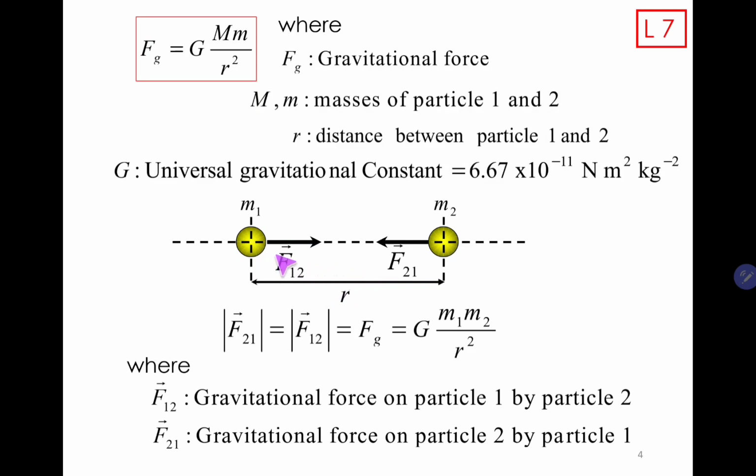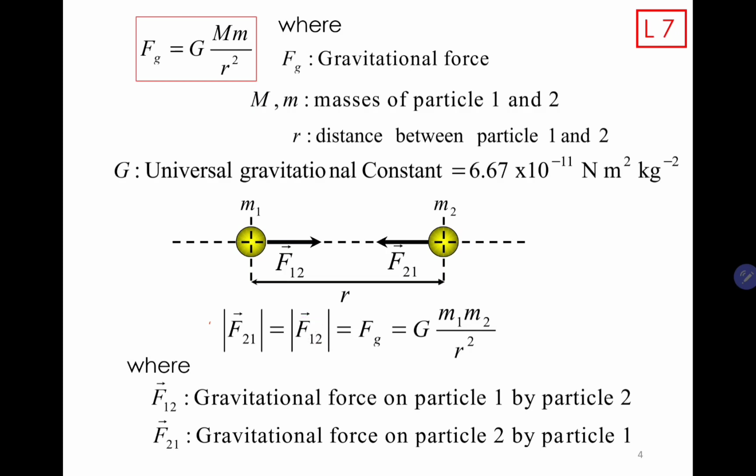And remember, these two forces are equal in magnitude but opposite in direction. That is why the magnitude of F21 equals the magnitude of F12, which equals our Fg, the gravitational force. Why are they equal here? Because we are using the same equation, G m1 m2 over r squared. G is just a constant, r is the separation between them, and m1 and m2 are the masses of each particle, so they are the same in magnitude. Remember, equal in magnitude but opposite in direction, for this example.